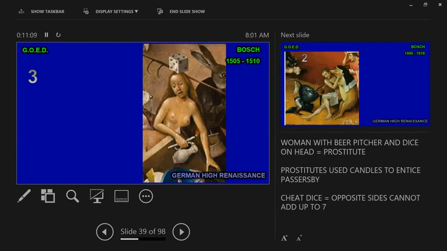All right, number 3, we have this woman with a die on her head, and she's holding a candle and a pitcher. This woman is a prostitute. How do we know she's a prostitute? It's because of the candle. Prostitutes at that time used candles to entice people that were passing by. Also, the dice that she has on her head is cheat dice. The dots are not in the right places. So it is a symbol of cheating and gambling.